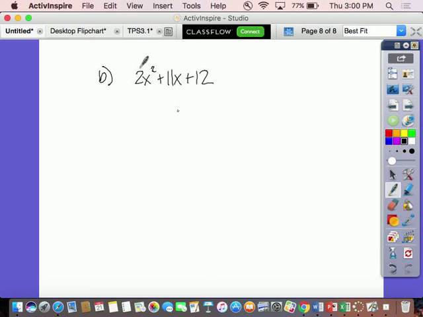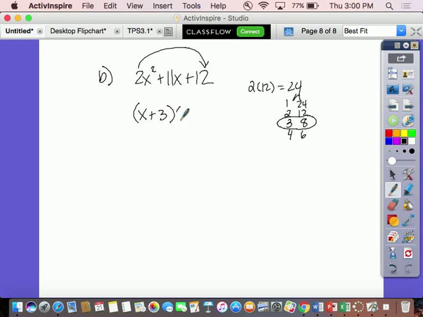The first step, I multiply 2 times 12 and get 24. I want to know what multiplies to 24 and adds to 11. 1 and 24, 2 and 12, 3 and 8. Oh, look, I found it: 3 and 8. There was also 4 and 6, but that didn't work. So I'm going to put those in my parentheses: x plus 3, x plus 8.